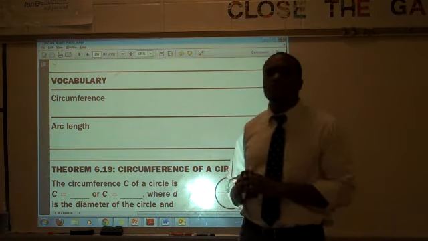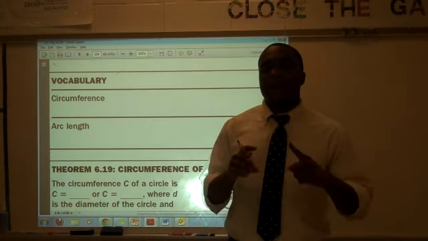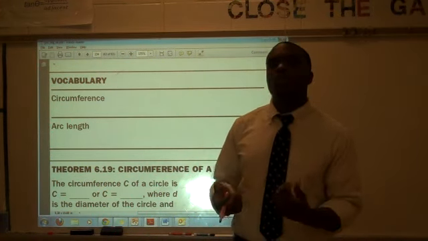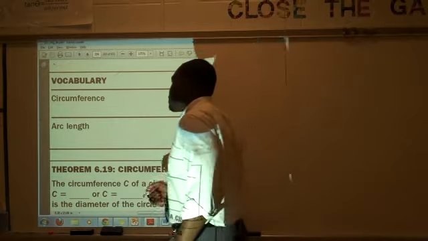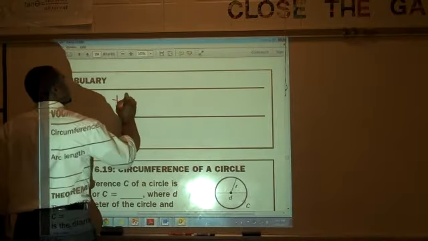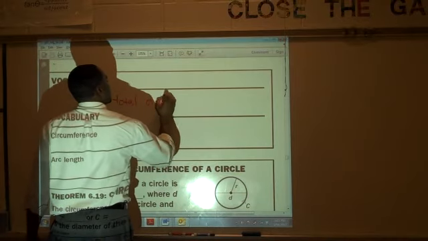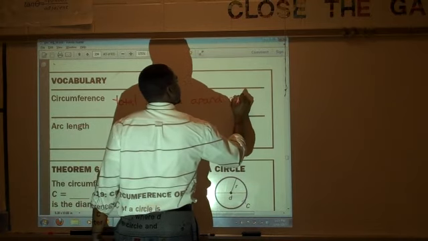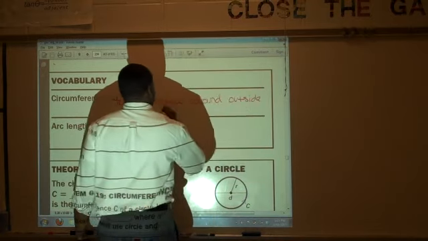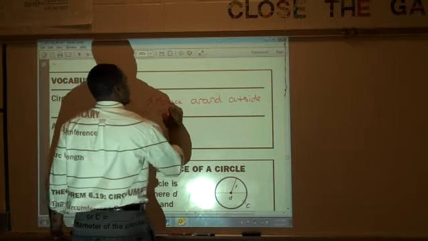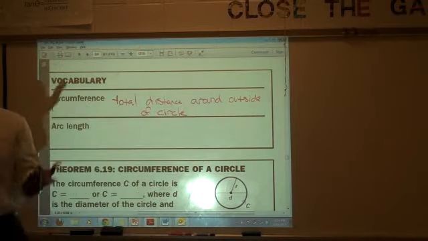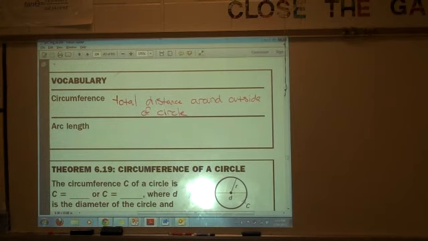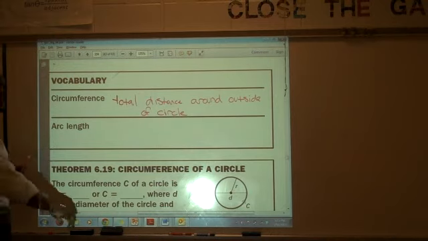For circumference, I just want you to write the total distance around the outside of the circle. The total distance around the outside of the circle. So the total distance around the outside of a circle, that's our circumference, and that's what we're going to learn how to calculate today. So scroll down with me to where it says theorem 6.19.